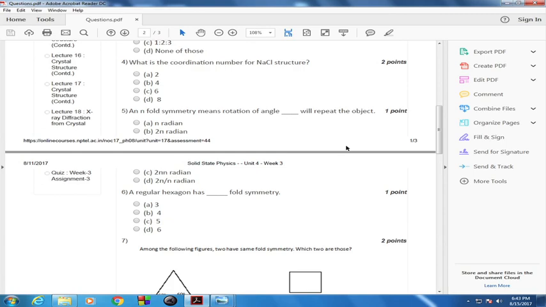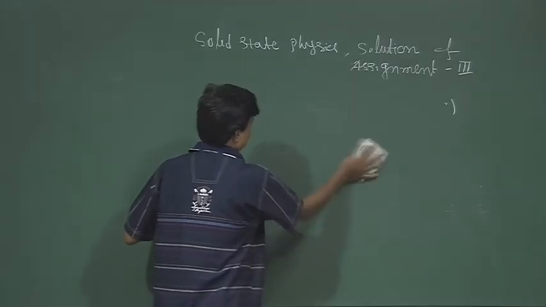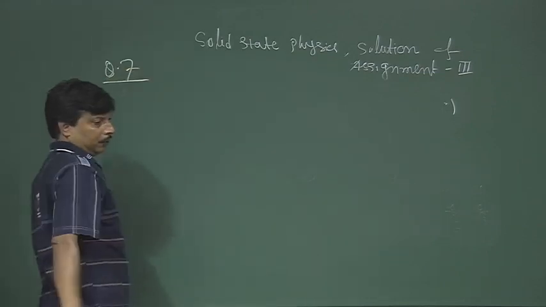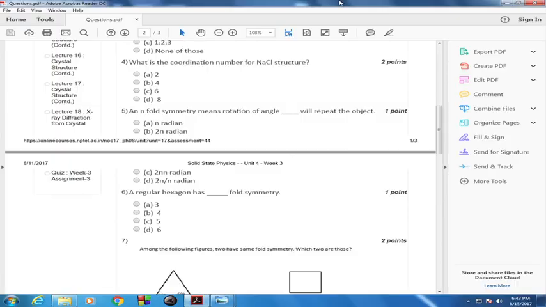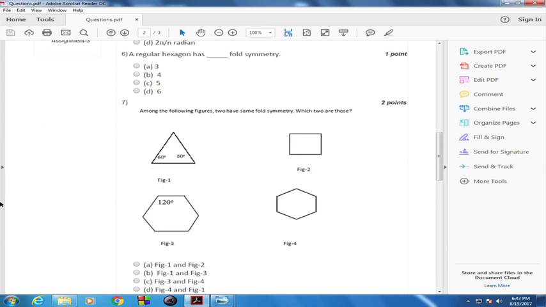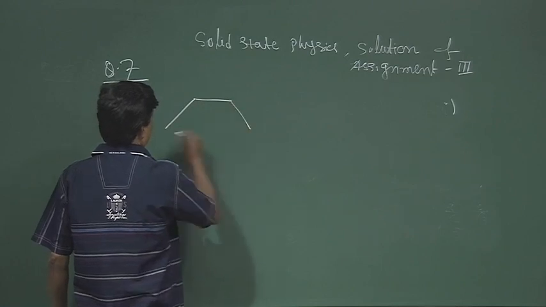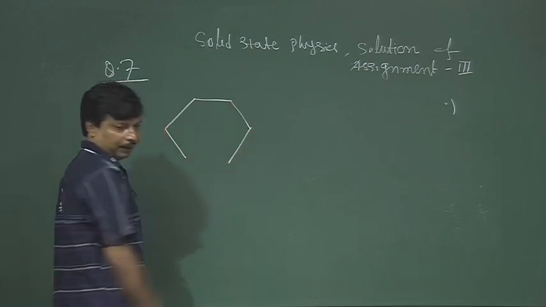Then next question, question number 7. What is the question in 7? There is the image you see. Actually, here if you note carefully, figure 1 and figure 3 are actually the same. How? Let us show it. Actually, figure 3, if you see, it is something like that, then something like that.